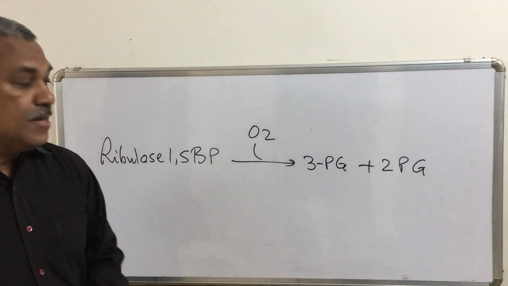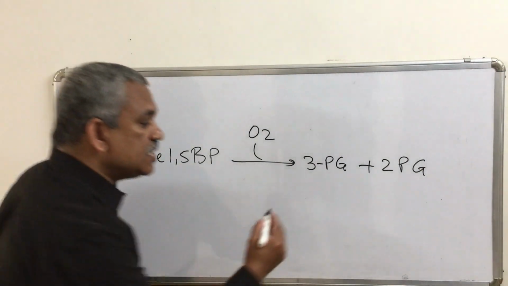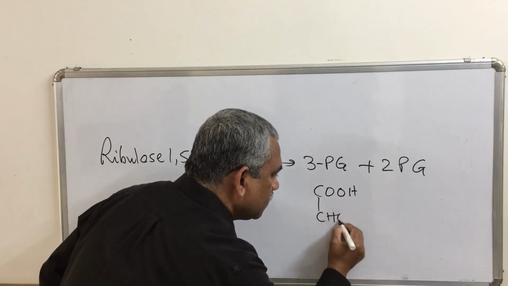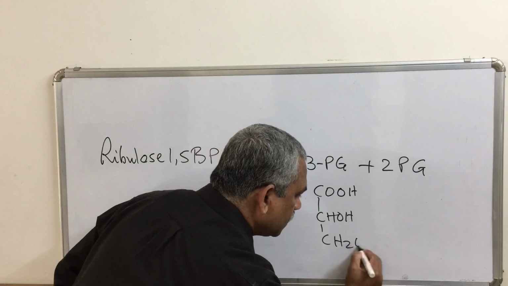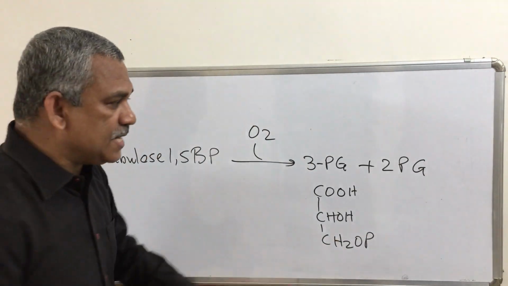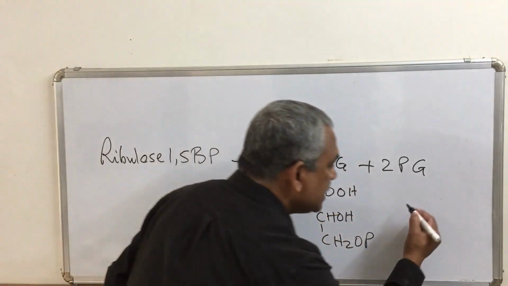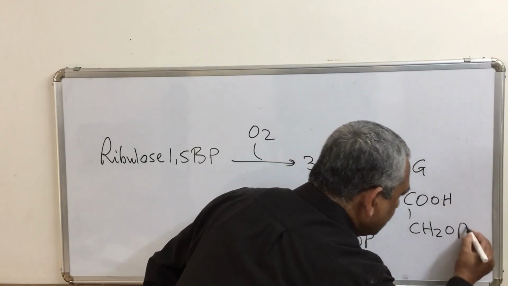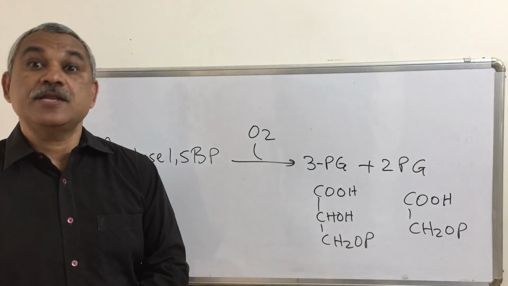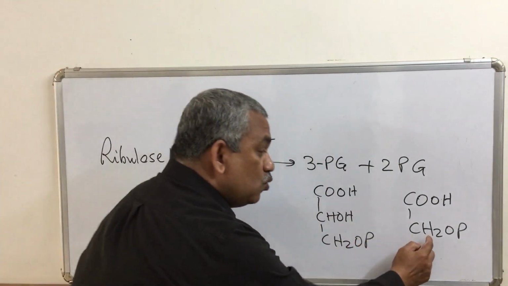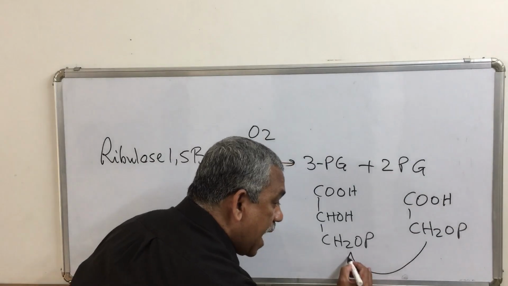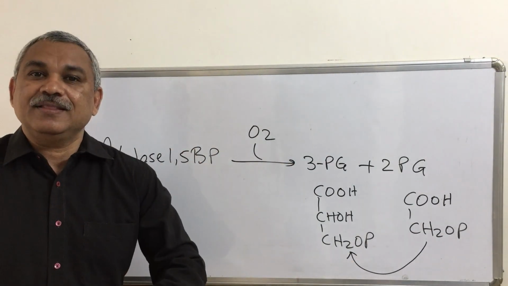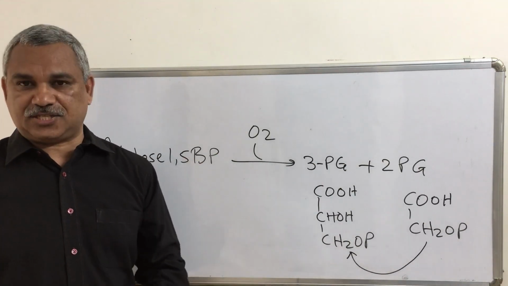2-phosphoglycolate. Now the 3-phosphoglycerate, the structure is this, this is 3-phosphoglycerate, and the 2-phosphoglycolate is this, this is 2-phosphoglycolate. Now we are trying to understand how do we convert this molecule back into the 3-phosphoglycerate so that this can be converted into starch.